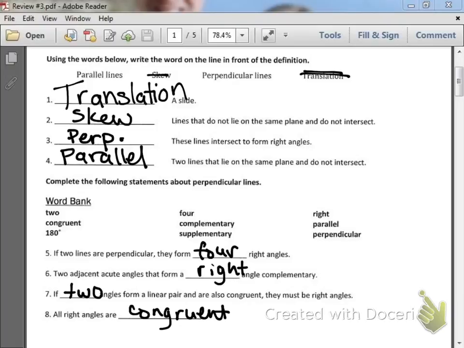The next section is straight from the theorems that we learned on Thursday. Well, we didn't learn them on Thursday. We reviewed them on Thursday. But if two lines are perpendicular, four right angles are formed. Two adjacent acute angles that form a right angle are complementary. If two angles form a linear pair and are also congruent, they must be right angles, and all right angles are congruent. So go ahead and check the first page of your review. If you did not get these correct, please fix them, and then let me know if you have any questions.